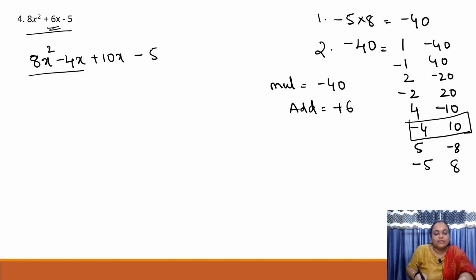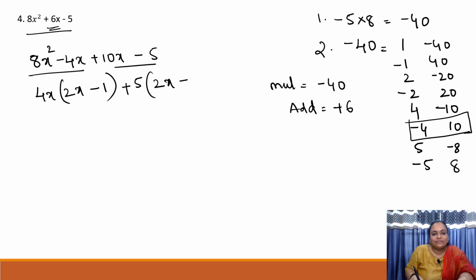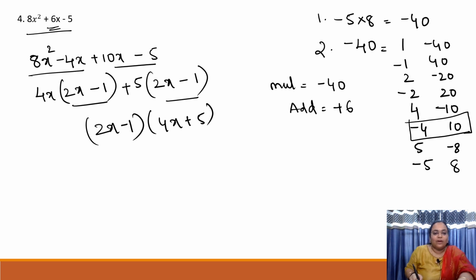So from the first two terms, if you take 4x common, that will be 2x − 1, and from the next two terms, if you take +5 common, that will be 2x − 1. So 2x − 1 and 2x − 1 are common, and the other factor is 4x + 5. Okay, so these are the factors.